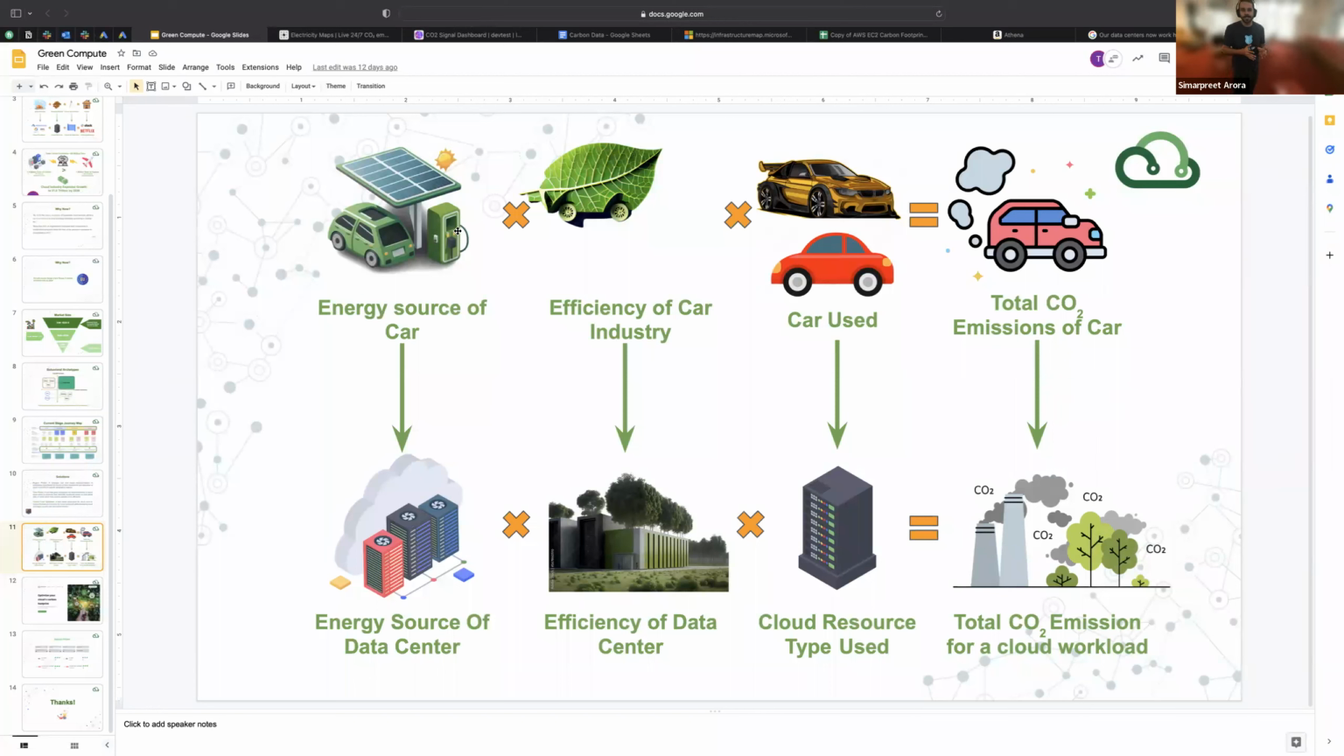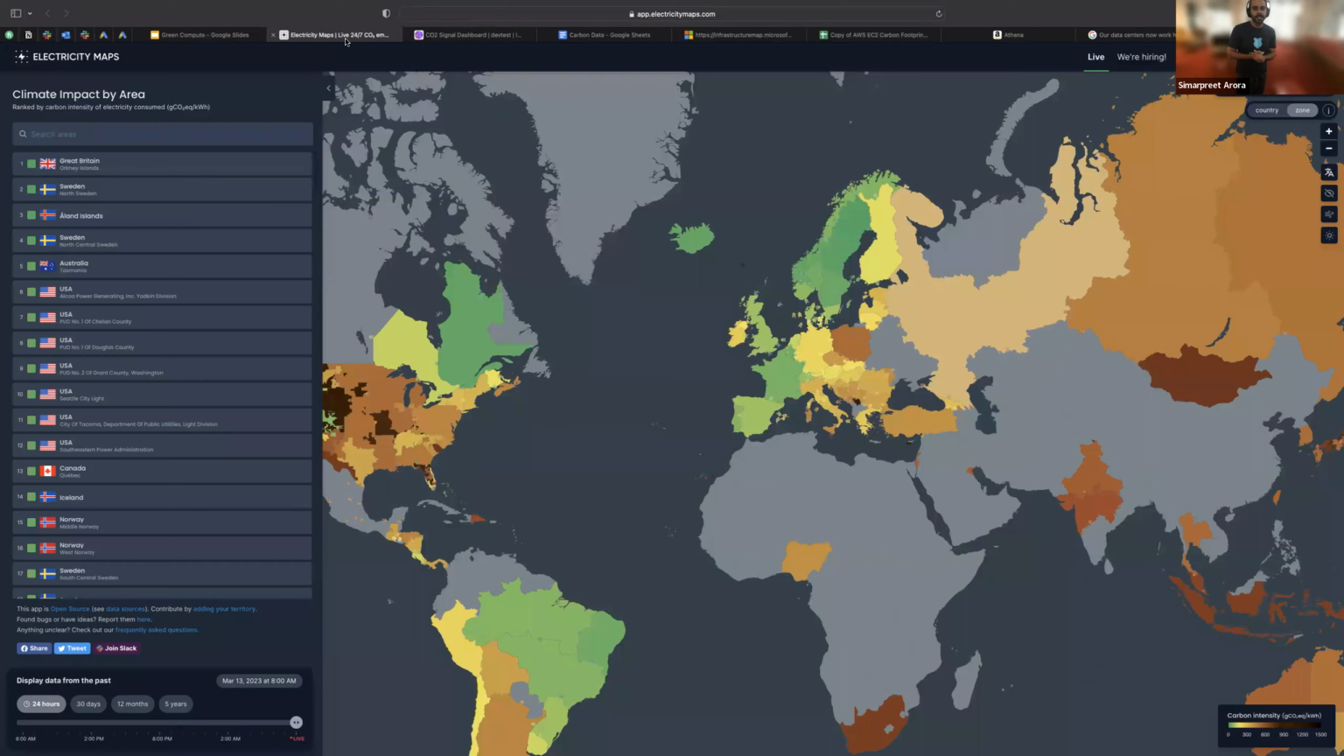These three factors combined together give us the total CO2 emission of a cloud workload, or the total CO2 emission of a car. With this, I'll be doing a quick demo. First, we'll be looking into the energy source of the data center. For this, I used Electricity Maps.